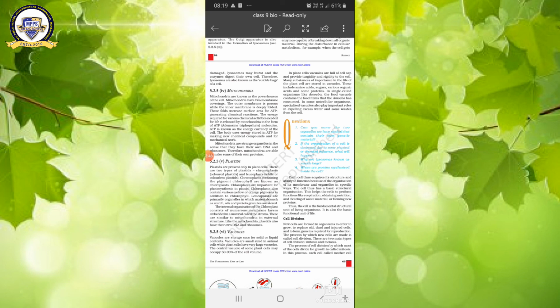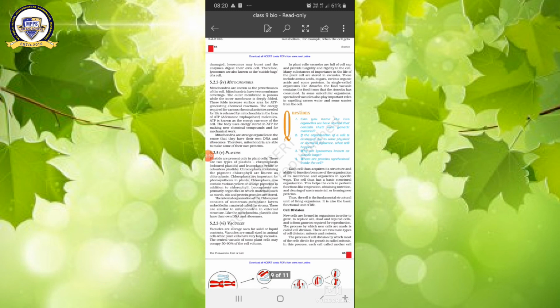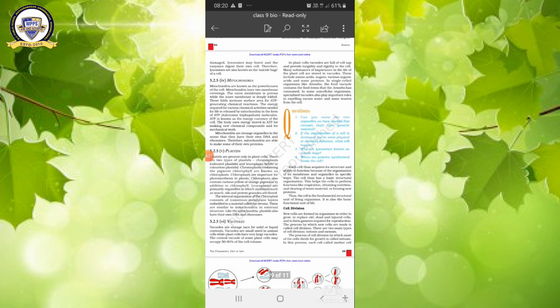Each cell thus acquires its structure and ability to function because of the organization of its membrane and organelles in specific ways. The cell thus has a basic structural organization. This helps the cell to perform functions like respiration, obtaining nutrition, and clearing of waste material or forming new proteins. Thus, the cell is a fundamental structural unit of living organisms. It is also the basic functional unit of life.